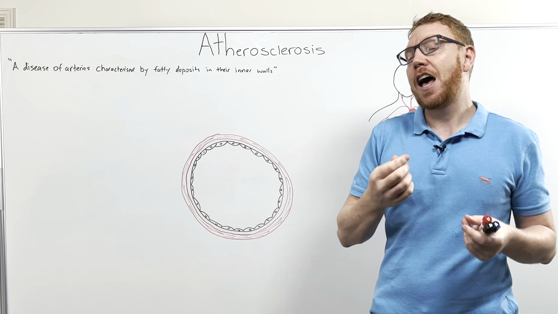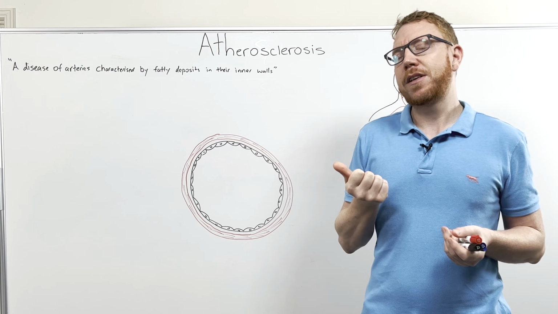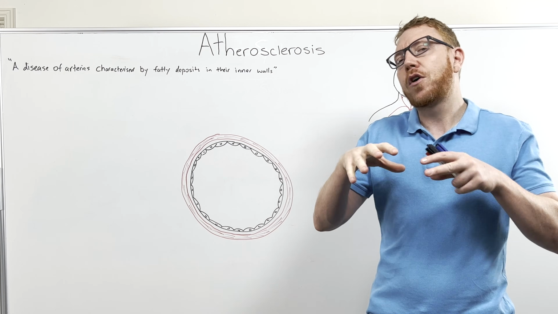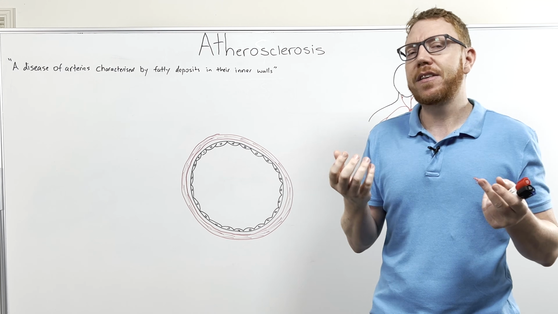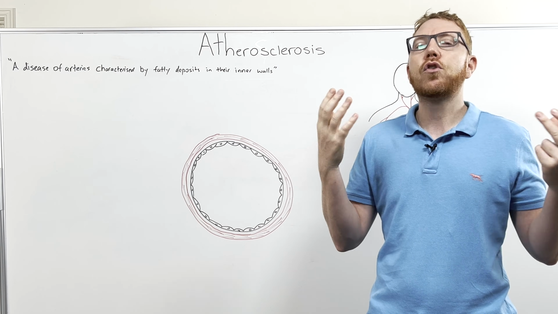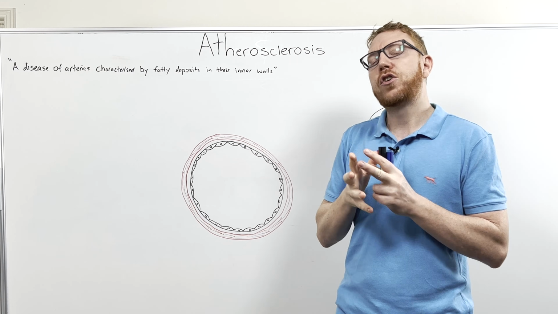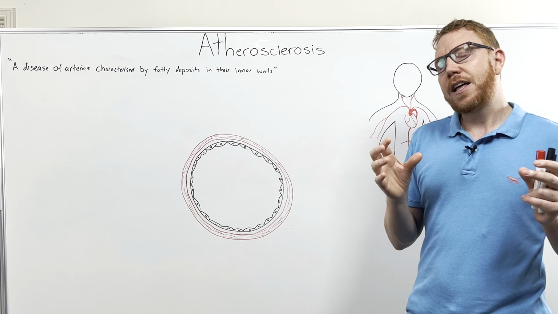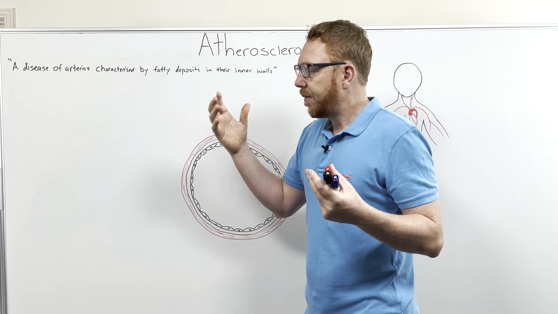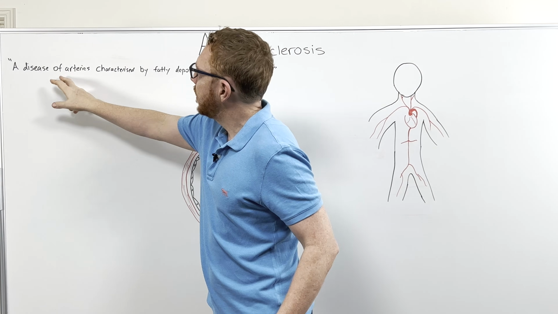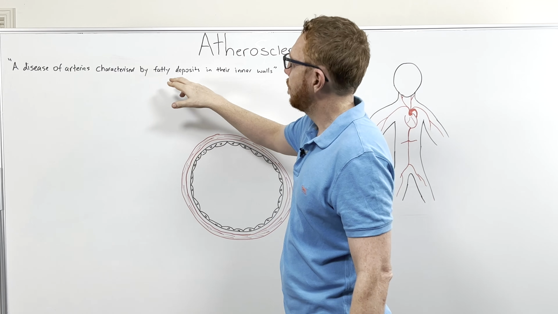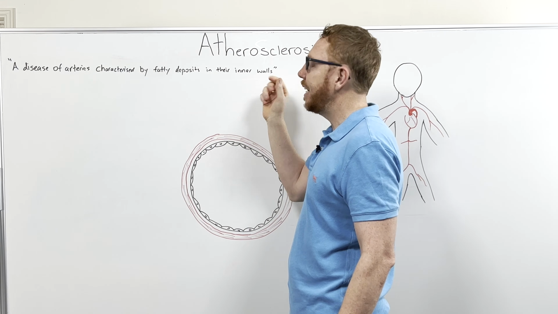In this lecture we're going to cover what the risk factors associated with atherosclerosis are, the pathogenesis, so how this disease manifests, and number 3, what the clinical chronic complications associated with atherosclerosis are. So let's start off with a definition. The definition is: atherosclerosis is a disease of the arteries characterized by fatty deposits in their inner walls.